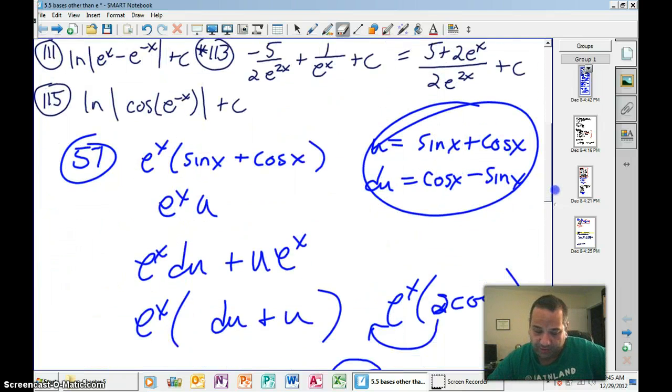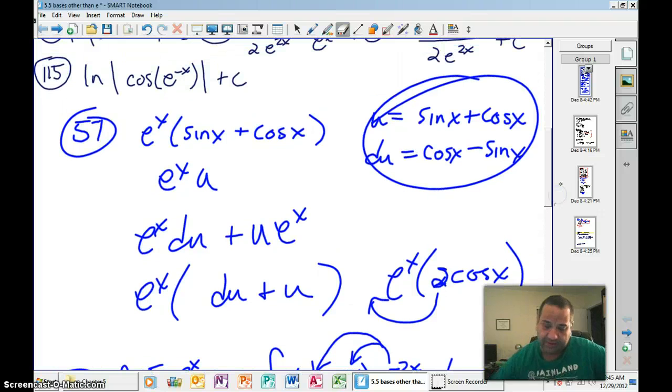All right, here's one that I worked out, I think 57. So you can see I set the u equal to sine x plus cosine x. That's how I worked it. Anyway, this looks crazy, but I'm sure we'll talk about it in class. Let's get to the nitty gritty.